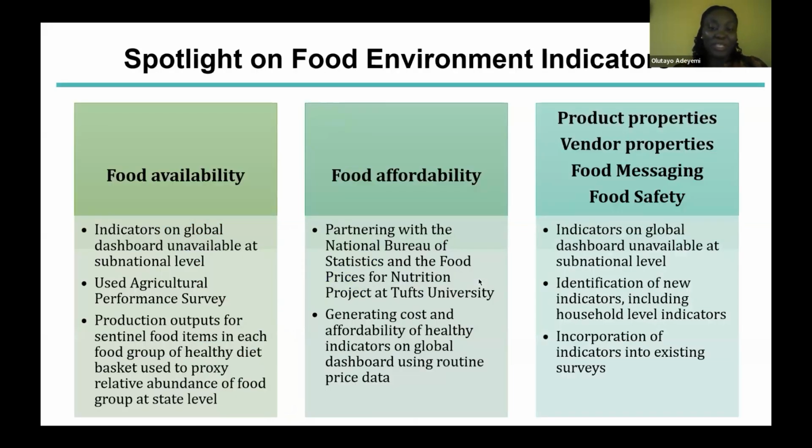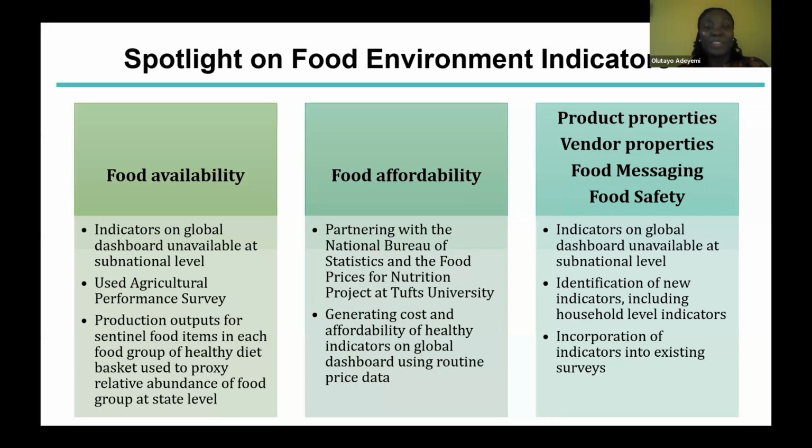So in terms of food environment indicators on the country dashboard, what we currently have is some of the indicators on the global dashboard, but not all of them. For food availability particularly, we didn't have any indicator on the global dashboard that was available at the subnational level. And so what we did was to use the information in the Agricultural Performance Survey, with technical assistance from the global team, to select production outputs for sentinel food items so that we could use this to proxy the relative availability of different food groups at a state level.